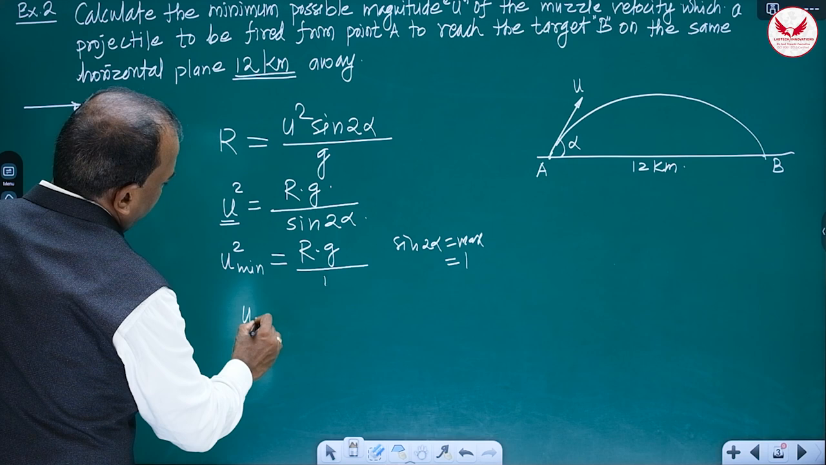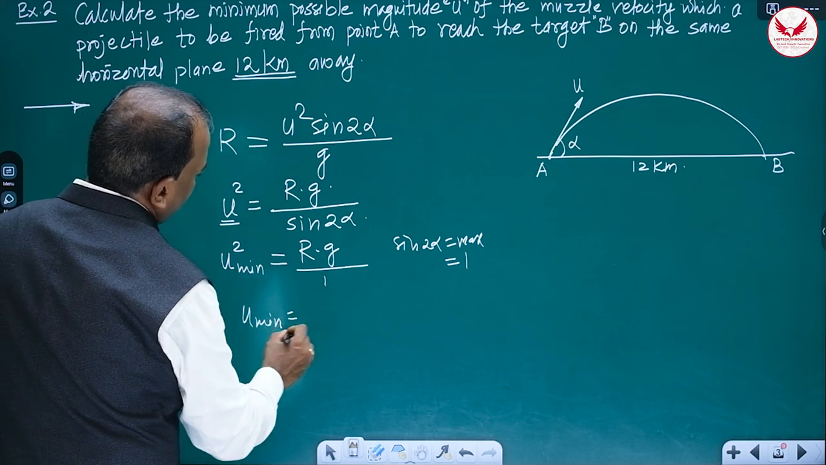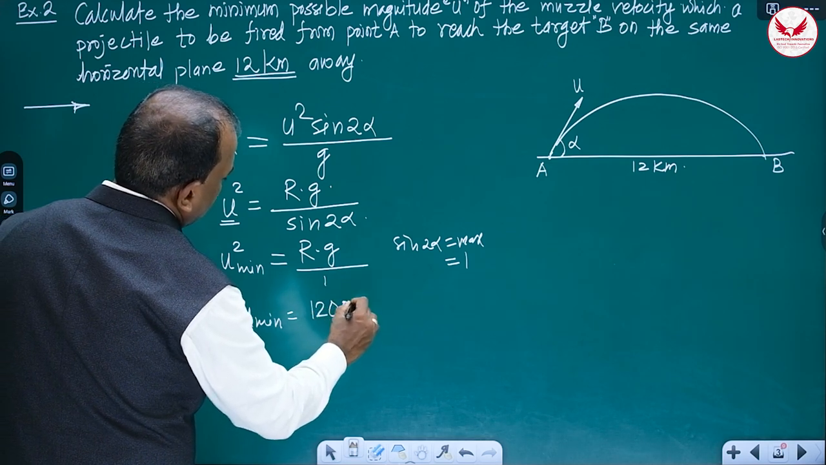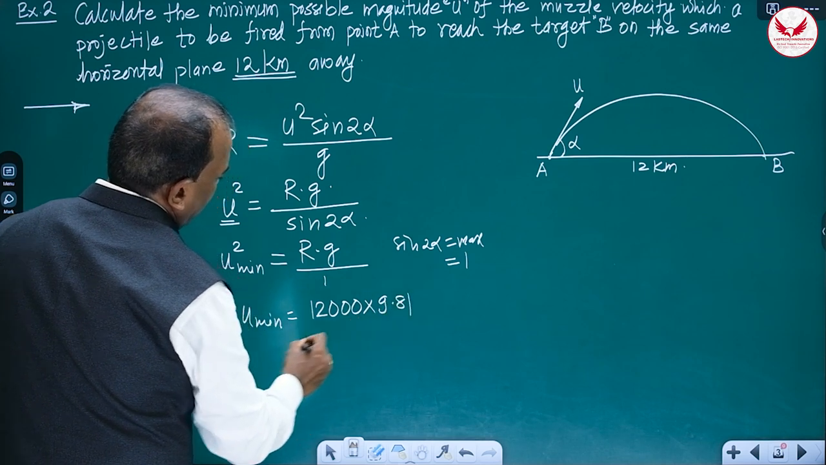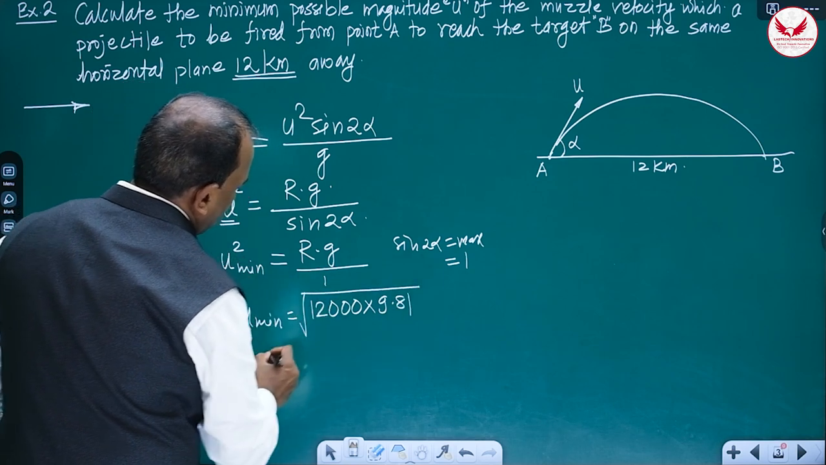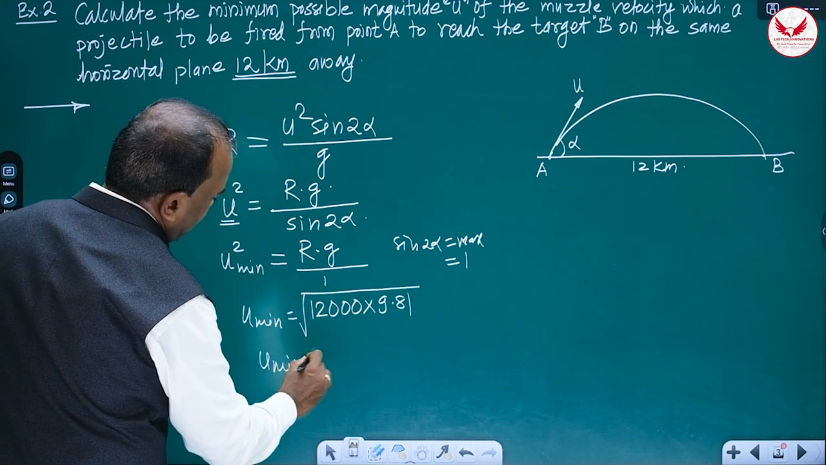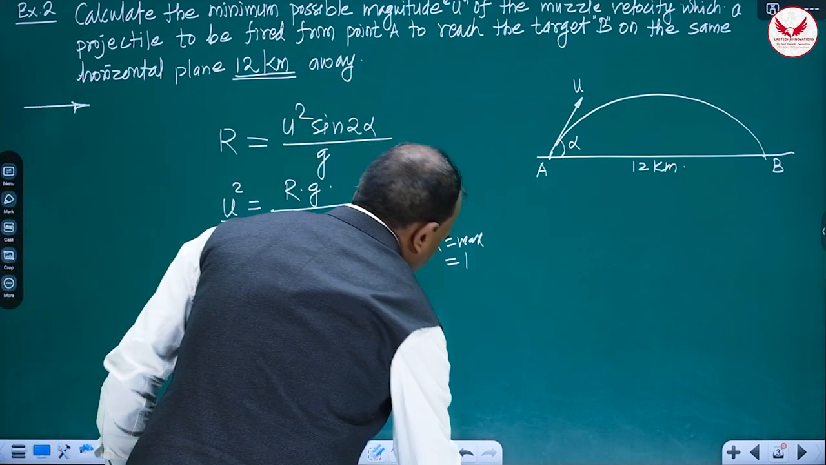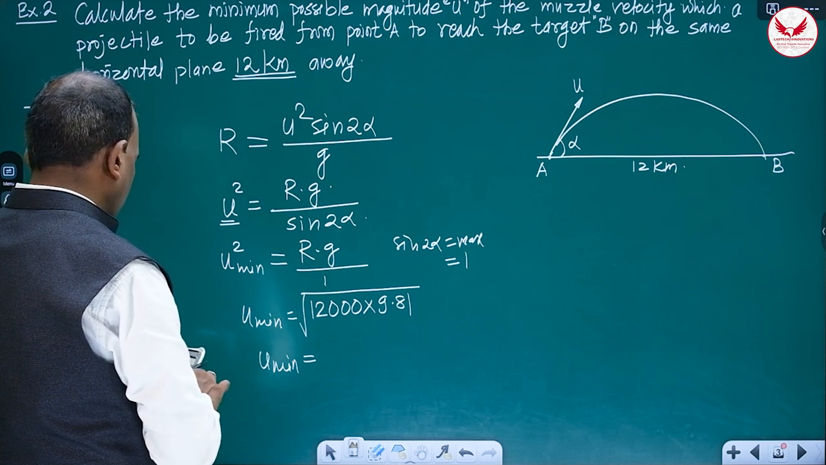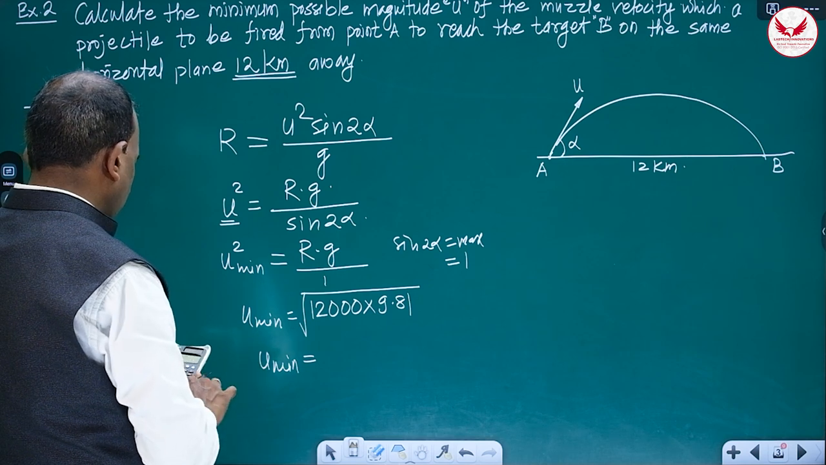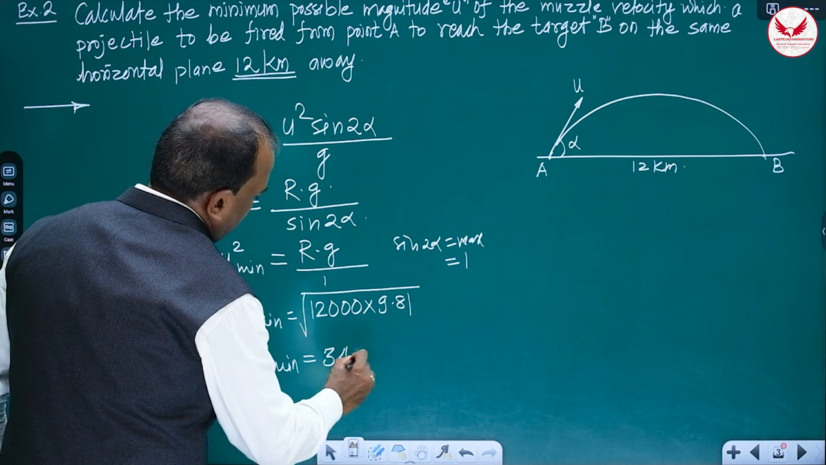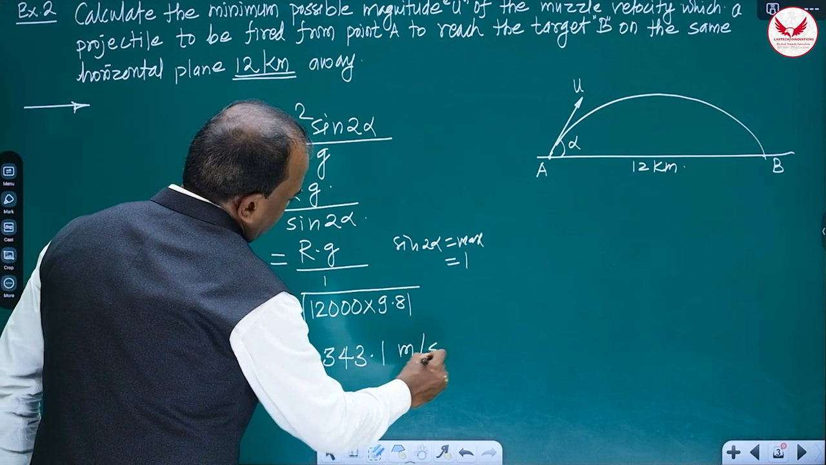That means u minimum is going to be what? R is 12,000 meters into 9.81. I have converted kilometers into meters, and this is u square, it is u minimum. This problem was asked in Pune University for 8 marks, and the answer is root of 12,000 into 9.81, which is 343.1 meters per second. Finish.